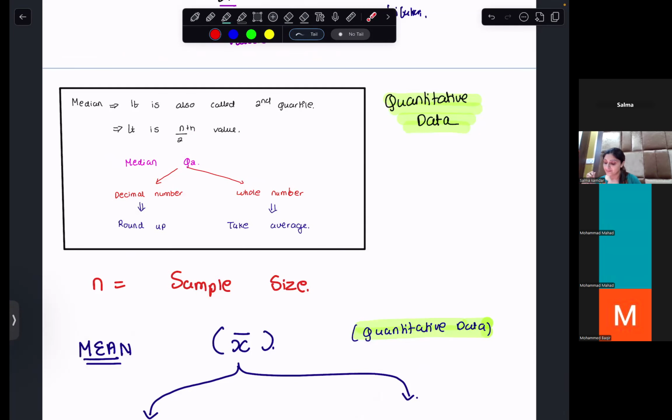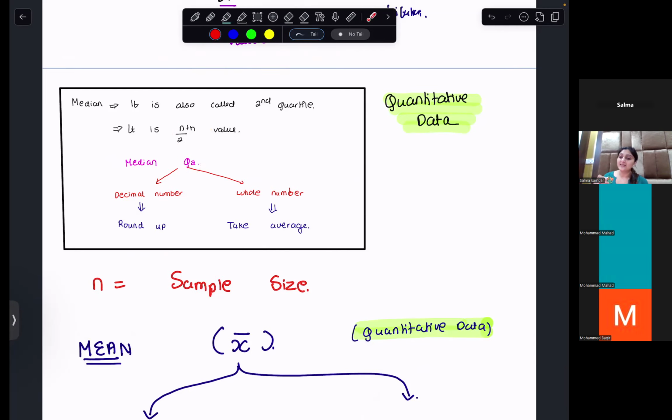Okay, what is median? Median is the center number. Okay, what else? The median is also called your second quartile. It is the n by 2 value. Okay, median is Q2.